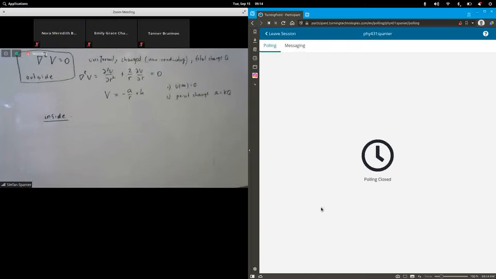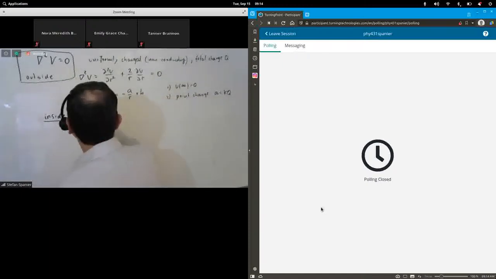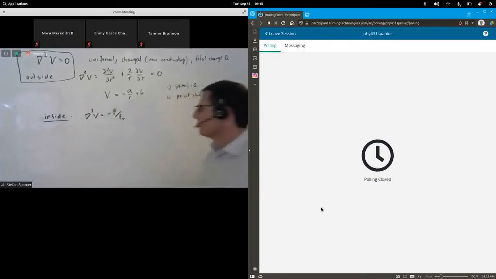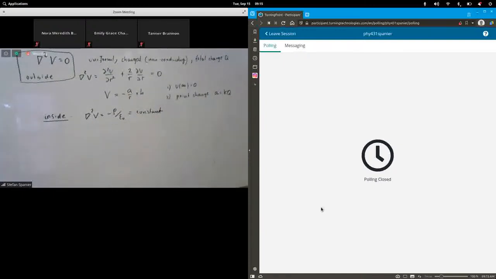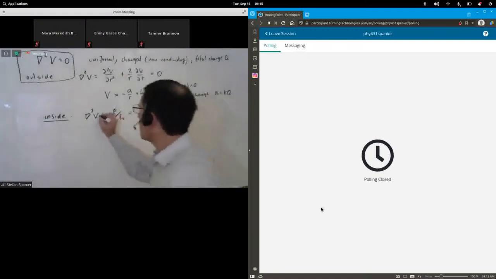Now the differential equation looks the same inside. The only difference is, of course, it has to read as minus rho over epsilon zero. And this is a constant, because it's uniform. So how do I get the second derivative of a function to be a constant?